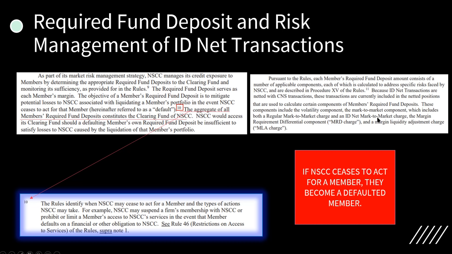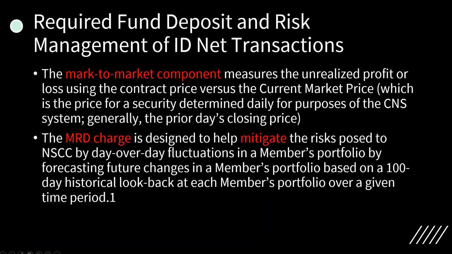Pursuant to the rules, each member's required fund deposit amount consists of a number of applicable components, each of which is calculated to address specific risks faced by NSCC and are described in Procedure XV of the rules. Because ID net transactions are netted with CNS transactions, these transactions are currently included in the netted positions that are used to calculate certain components of the member's fund deposit. These components include the volatility component, the mark-to-market component, and the MRD charge. Now, those are what's currently included in the fund deposit, right? Well, they're getting rid of the mark-to-market component and the MRD charge.